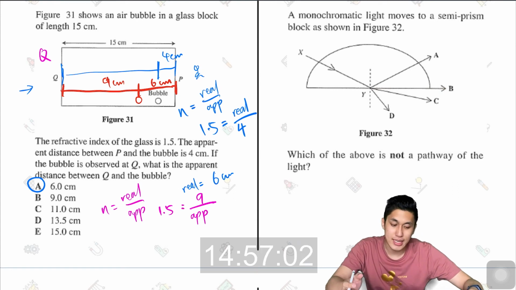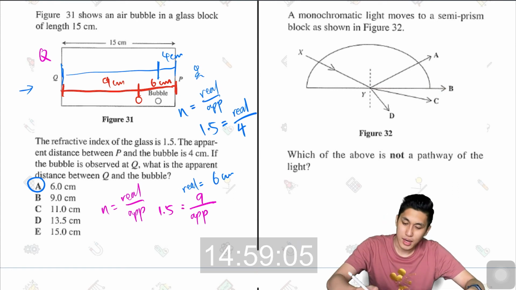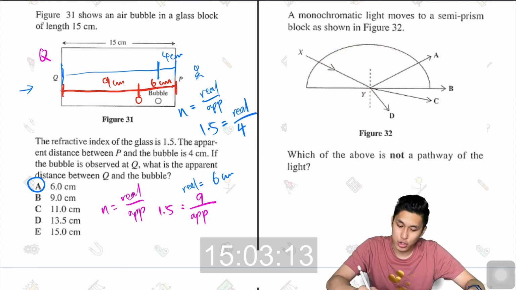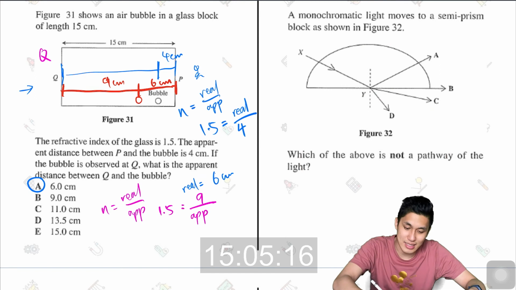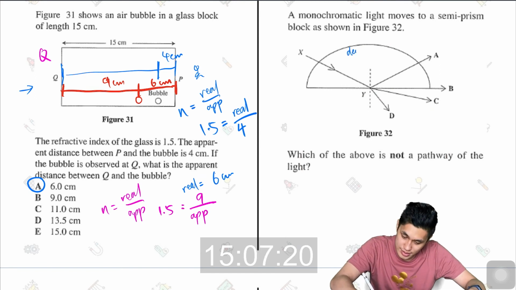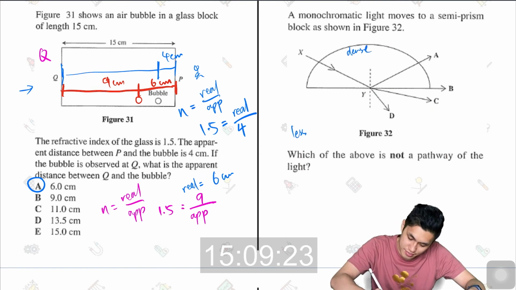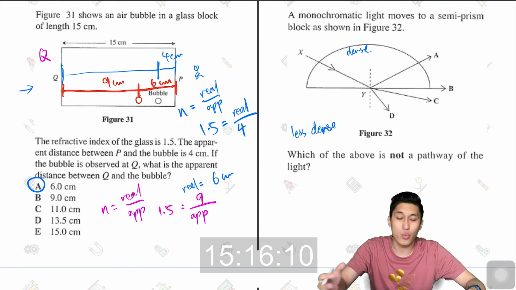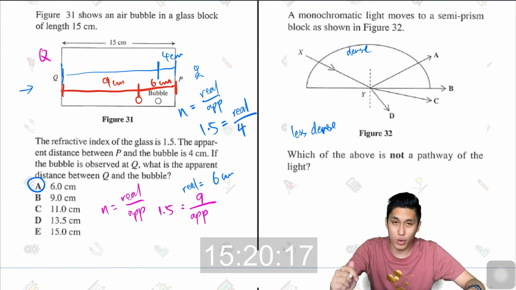Okay, so C and D is basically refraction, right? When you go from something that is dense to air, which is less dense, I'm gonna write this down. This is dense. This is less dense. The speed of light is gonna increase. When the speed increases, you are gonna move away from the normal. You'll bend away from the normal.